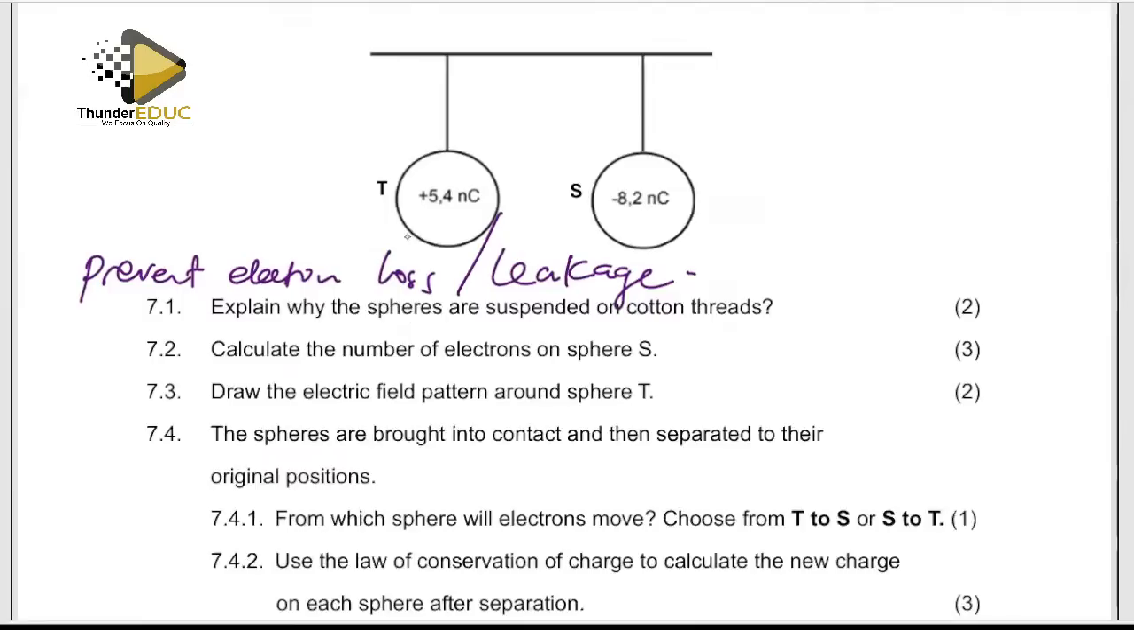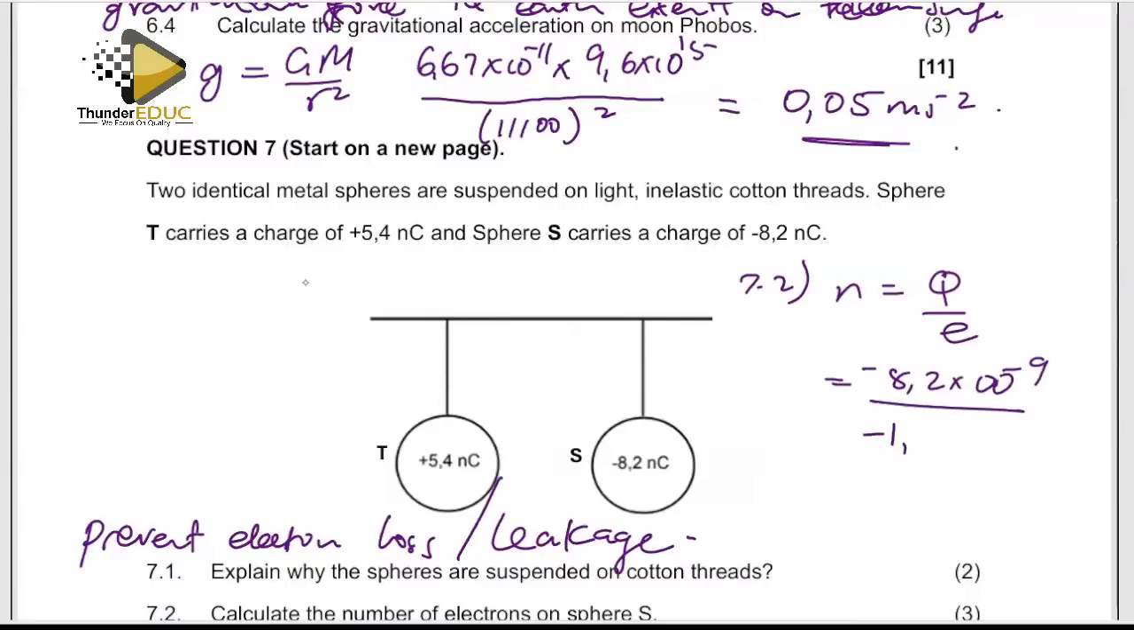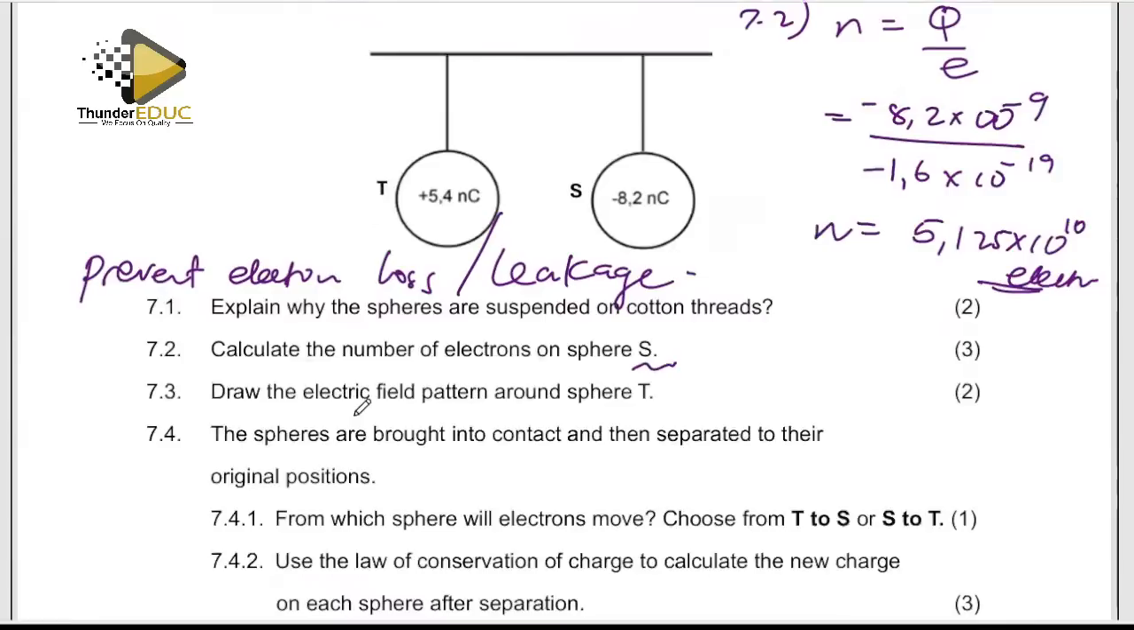Then 7.2, calculate the number of electrons on S. So for us to get the number of electrons, we can use n is equal to Q over e. Okay, so the charge on S is 8.2 times 10 to the negative 9, but it's a negative. The electron charge is negative 1.6 times 10 to the negative, I think it's 19, which is correct. Then our n, punching this in the calculator, should give us 5.125 times 10 to the exponent of 10 electrons. So this is the number of electrons that we have altogether.